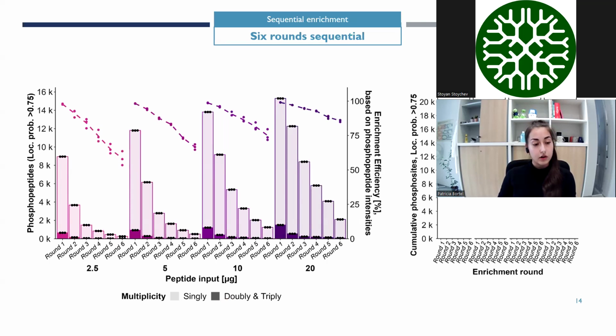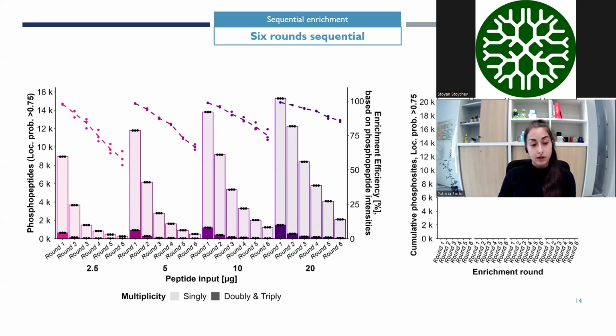We observed that with all peptide input amounts, with subsequent rounds of sequential enrichment, we enriched less and less phosphopeptides. But what was quite interesting to see was that with the highest peptide input amount, that was 20 micrograms, we still enriched up to 2,000 phosphopeptides in the very last round. And regarding the enrichment efficiency, we saw that enrichment efficiency dropped for all input amounts with increasing rounds, but this drop was more evident for the lower peptide input amounts.